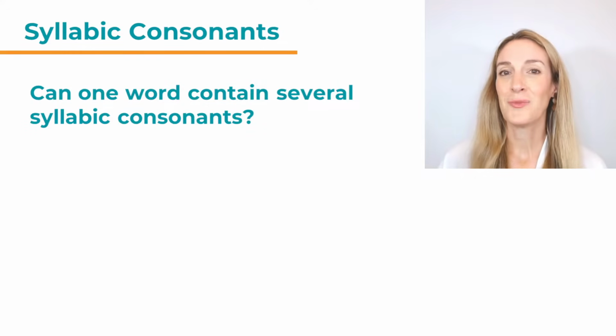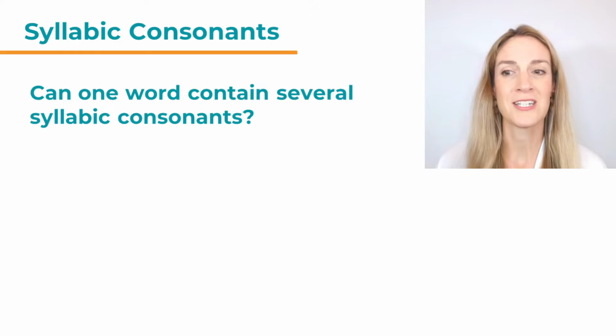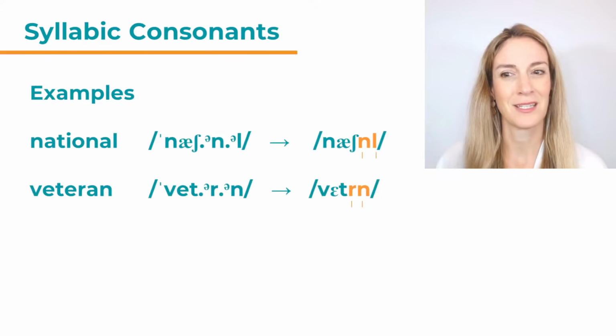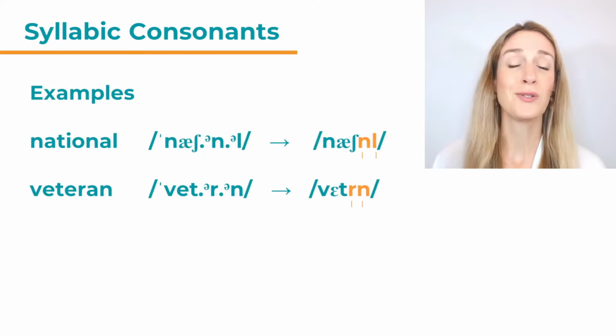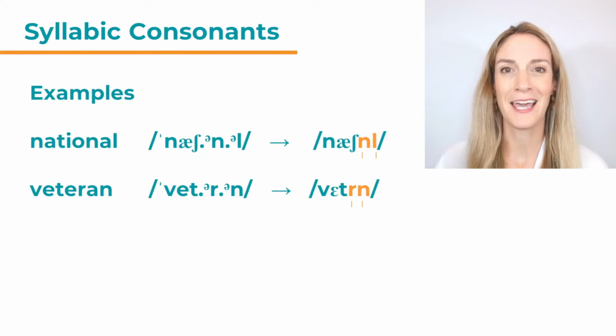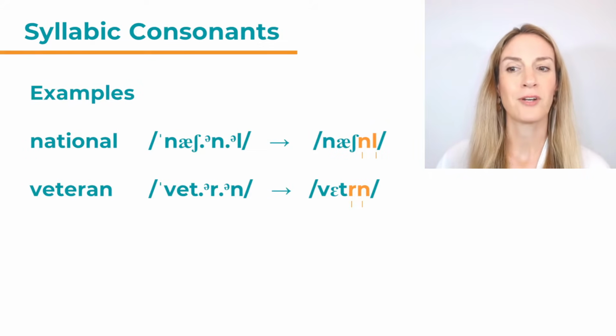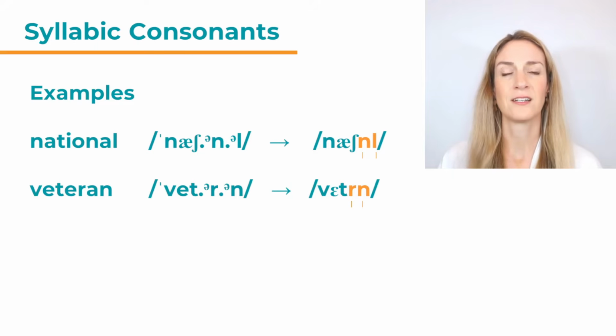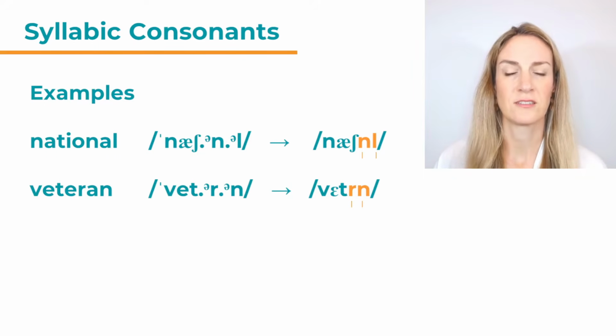Now, you might ask yourself, can one word contain several syllabic consonants? And the answer is yes. Here are just 2 examples, but you can find many words where that is the case. So, for example, we've got the word national. Again, I've given you sort of the standard pronunciation. So, national. And if you say it fast, the schwas in the last 2 syllables disappear and national becomes national. National.